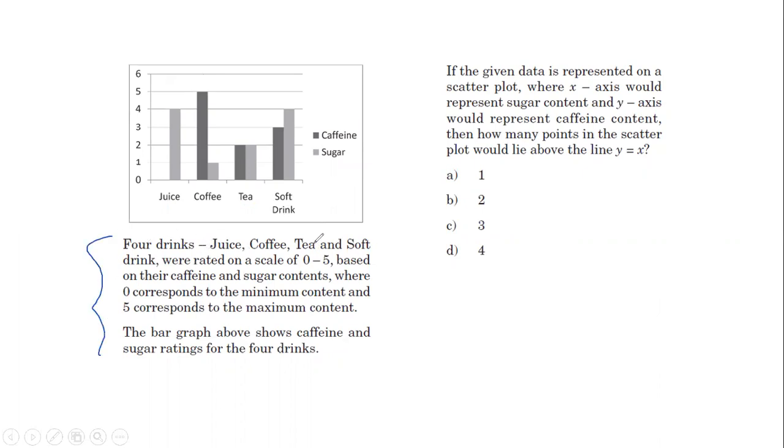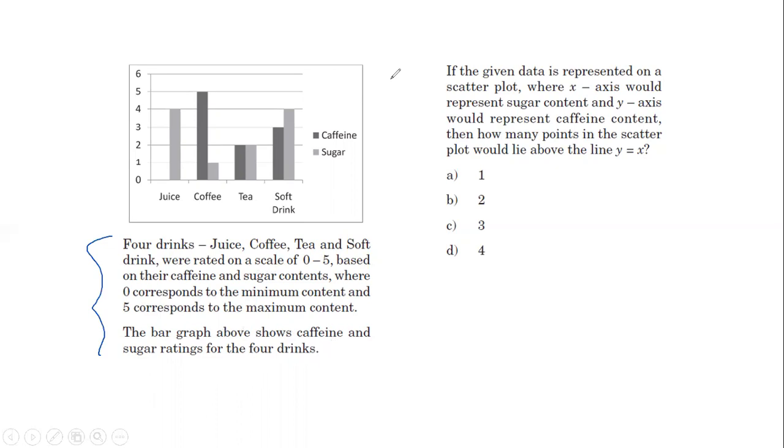4 drinks, juice, coffee, tea and soft drink, were rated on a scale of 0 to 5 based on their caffeine and sugar content, where 0 corresponds to the minimum content and 5 corresponds to the maximum content. The bar graph above shows caffeine and sugar ratings for 4 drinks.